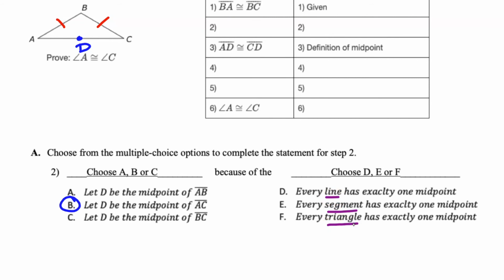So what did we do the midpoint of? Did we do the midpoint of a line? Did we do the midpoint of a segment? Did we do the midpoint of a triangle? And what did we do? AC is a segment, not a line, because a line goes on forever. This is a segment. So that's E. Okay. Moving on to the next part. So the first part was B and E.